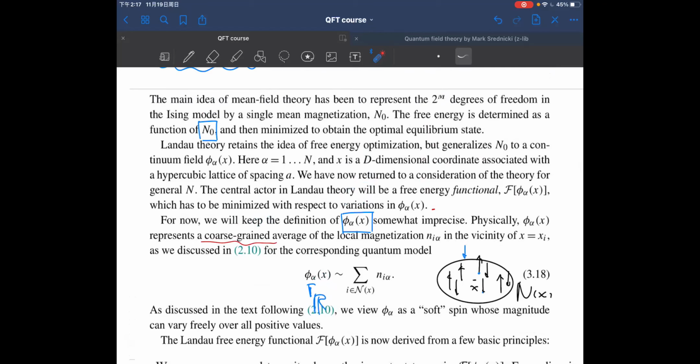Let me check the pronunciation. Is it coarse? Coarse. Coarse grained.